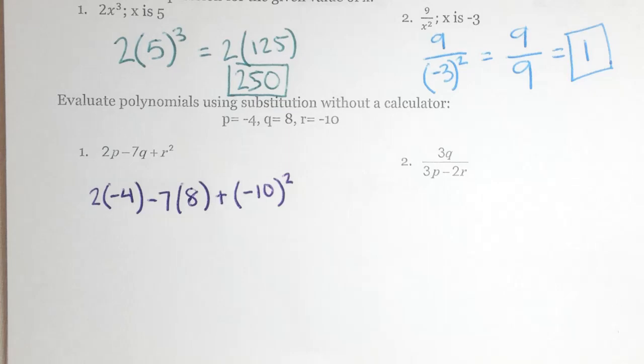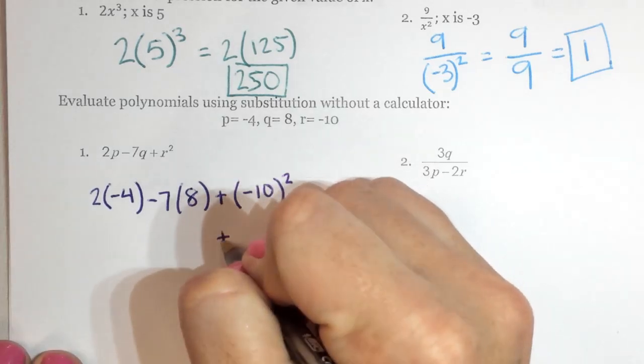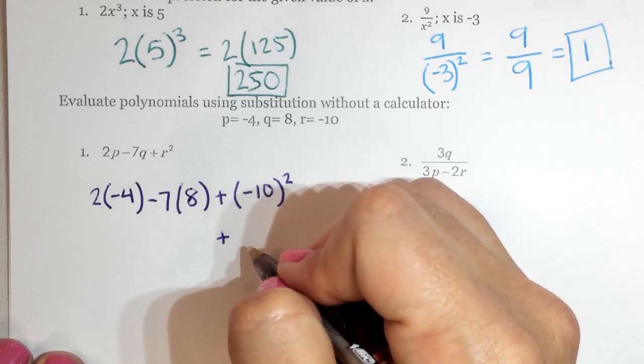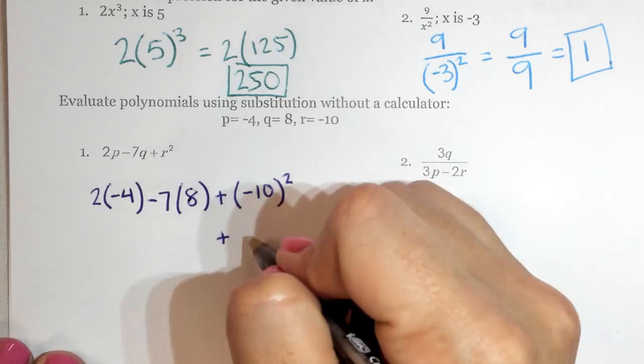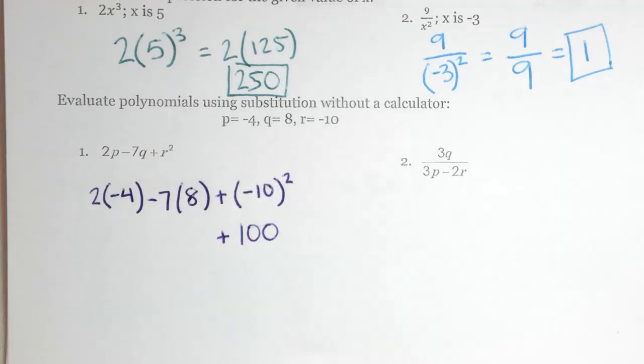What do I do first? No. The squared. Squared, yeah. And what's -10 squared? No. 10 times 10. 100. Because the negative cancels. Okay, now what can I simplify next?